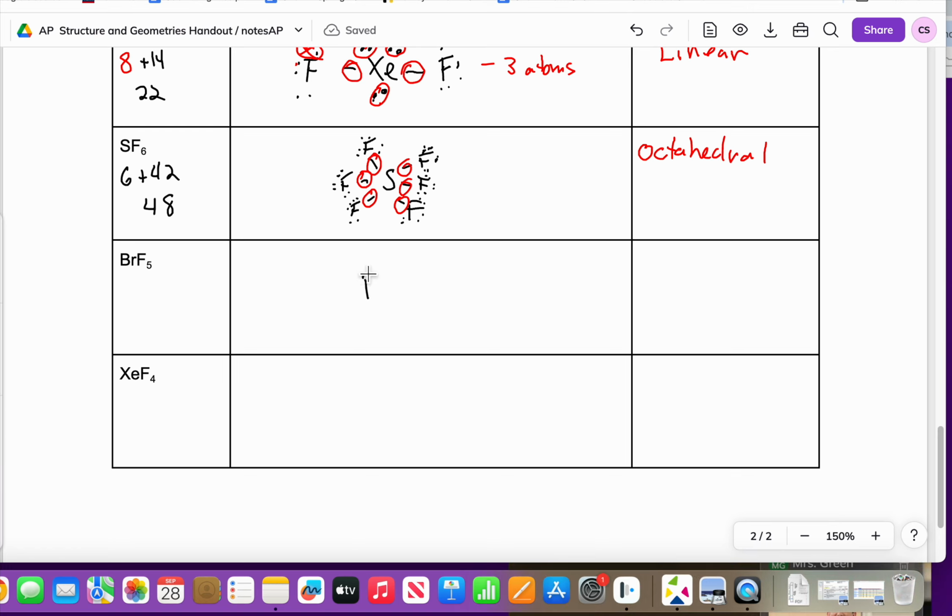Okay, let's do BrF5. So Br will go in the middle. We'll hook 5 F's on it. 1, 2, 3, 4, 5. I forgot to count the valence electrons. So there's 6 times... there's 35, because 5 plus 1 is 6. Each has 7, so 7 times 5 is 35.